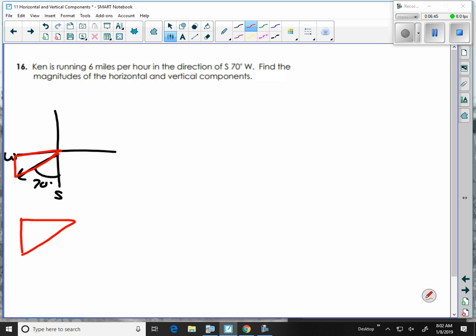So we just have to figure out, if this is 70, what does that make this angle? 20. It's a 20-degree angle. Okay, and they told us that Ken is running 6 miles per hour. So like I said, that's always going to be the measure of your hypotenuse. And then our horizontal component, the one that looks flat like the x-axis, we label that x. And then our y-axis, or that vertical component, we label y. That doesn't look like 20 degrees, but that's okay.